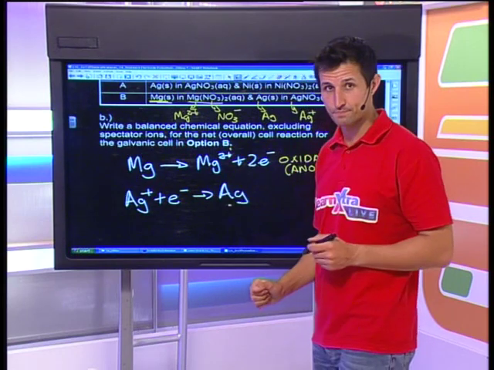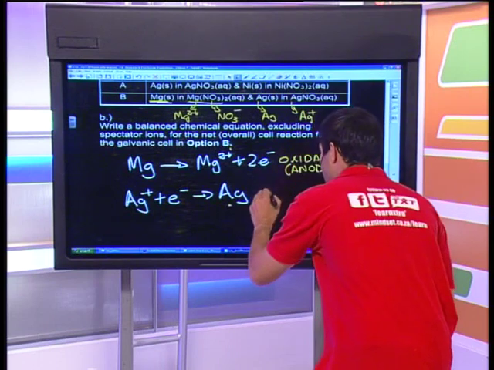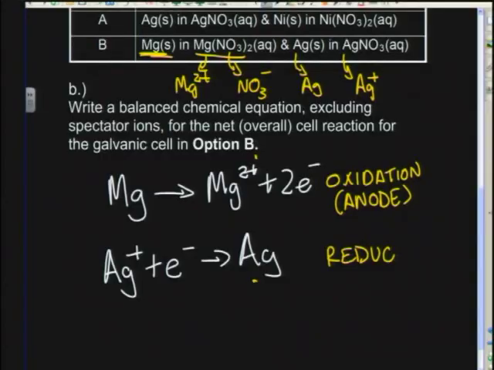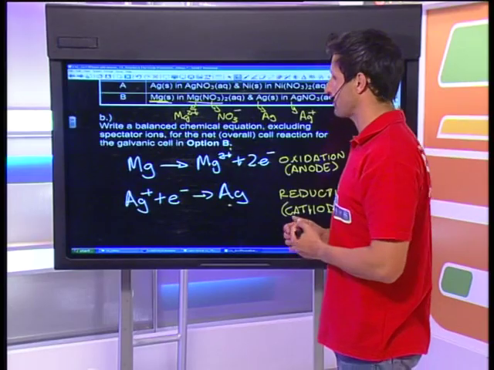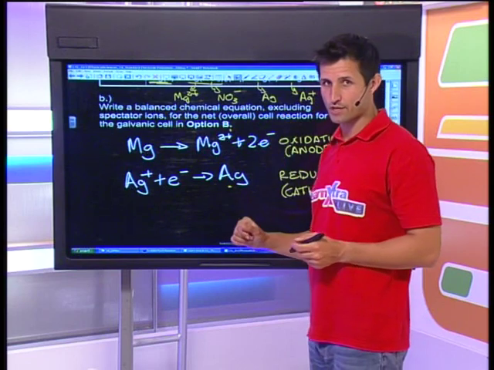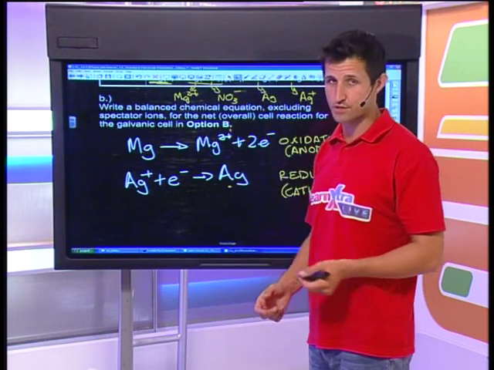What about silver? Silver undergoes reduction because the electrons went in. So reduction, where does that take place? Well, guys, if you've been listening very carefully, I've said it a number of times, but here it is. Reduction takes place at the cathode. Cool. Now we're ready to answer the rest of the question. It wants a balanced chemical equation. These are two half reactions. How do I make them into a whole reaction?